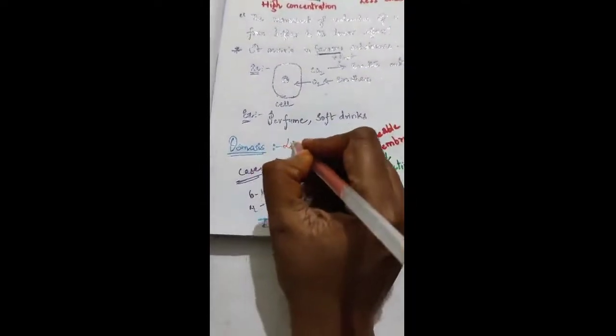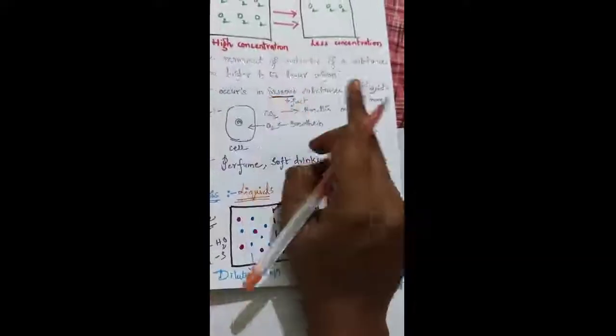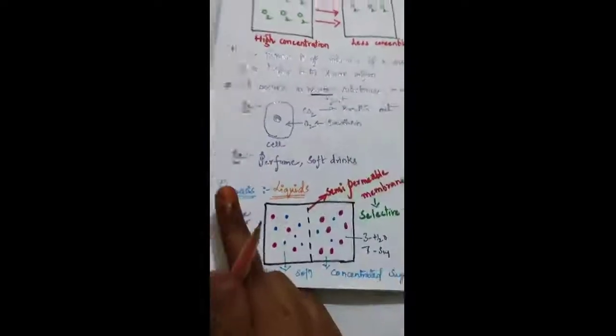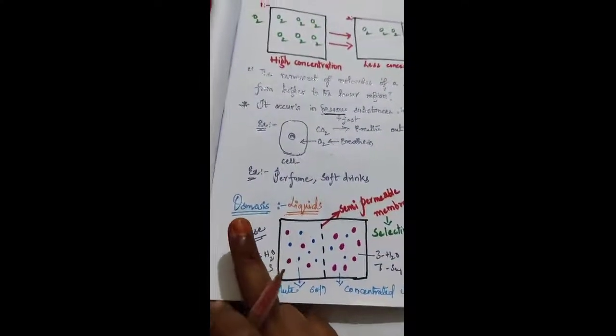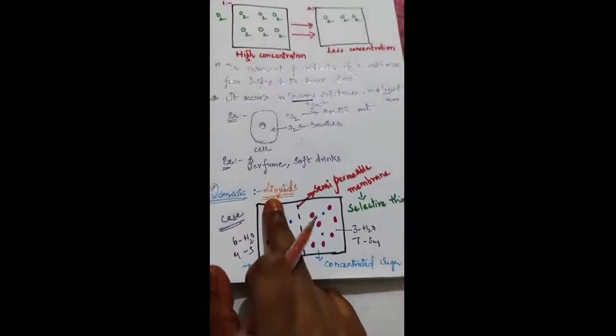This osmosis happens only in liquids. You have to remember it. It does not happen in gases, and it does not happen in solids. It only happens in liquids. Whereas diffusion happens in gaseous substances, and sometimes it happens in liquid substances, isn't it? Whereas when you come to the osmosis process, it only happens in liquids.